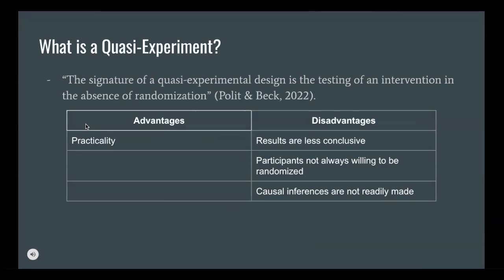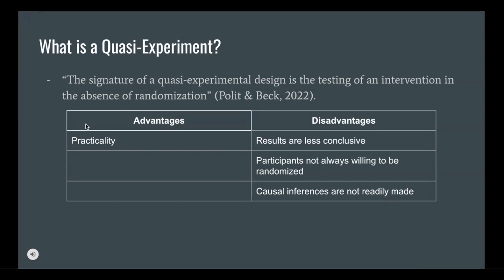The definition is: the signature of a quasi-experimental design is the testing of an intervention in the absence of randomization. Randomization is a signature of a true experiment that tests alternative explanations for results. Oftentimes, the control group in a quasi-experiment is called the comparison group, and in order to be considered a strong quasi-experiment, there must be an effort to introduce control mechanisms such as baseline measurements.